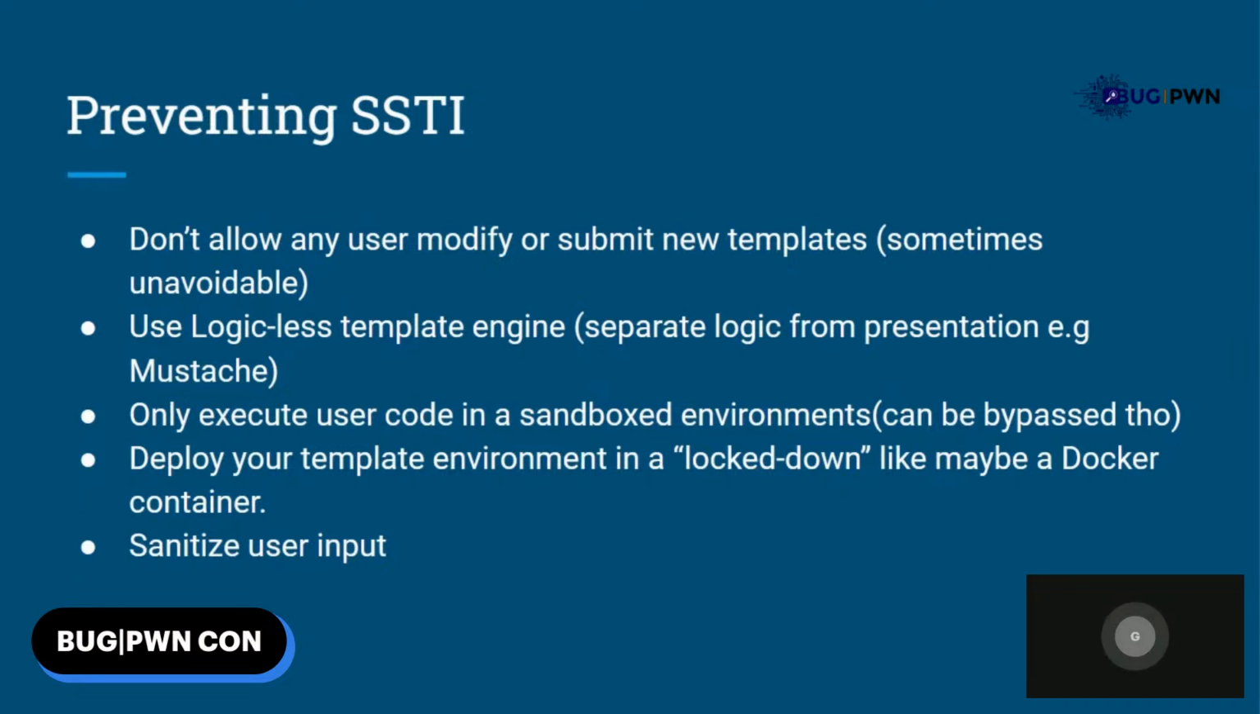So now, preventing SSTI vulnerabilities. The first one is to not allow users to modify or submit new templates. Sometimes this is very unavoidable in organizational settings, like when they need someone to be able to modify their template or make suggestions to improve it. It is unavoidable in some situations, but it's best to restrict it as much as you can, restricting who can modify and who can submit new templates.